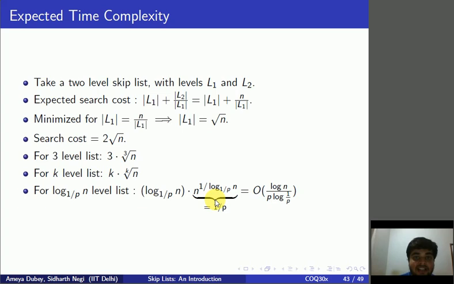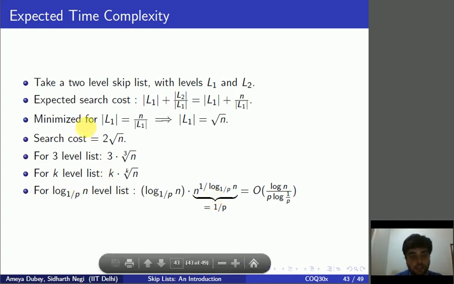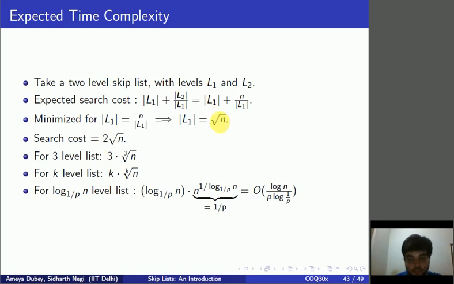We need to minimize this worst case scenario, and so this will be minimized. You can clearly differentiate and find the optimum for L1 equal to root n. So as you can see, the pattern is the search cost here, substituting root n right here, we get the search cost as 2 root n. For a 3-level list, that will be 3 into the cube root of n, and for a k-level list, you can probably guess the formula by now, k times the kth root of n.